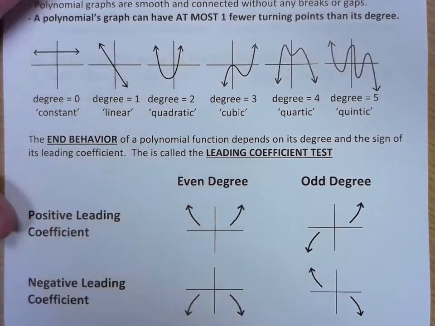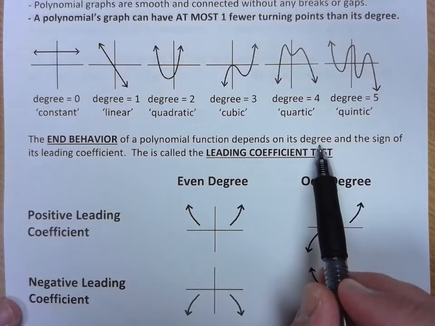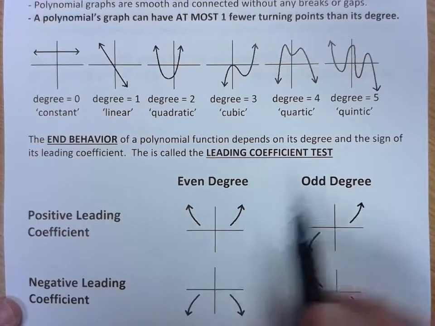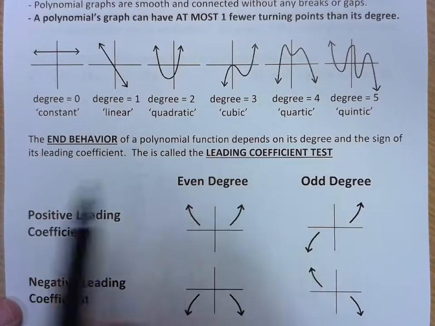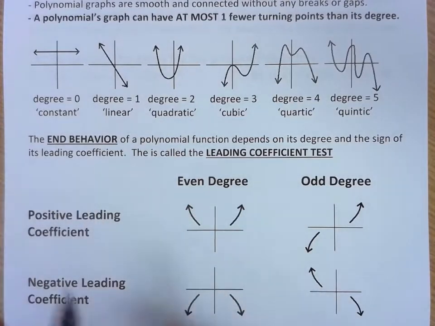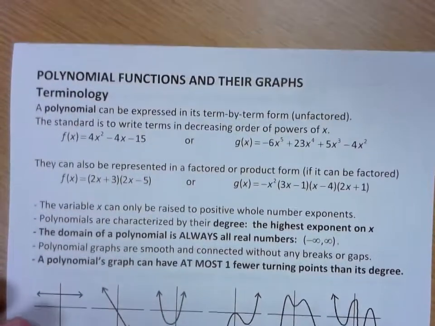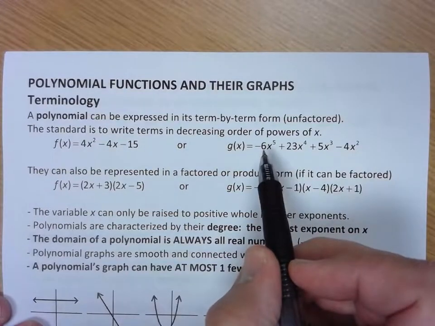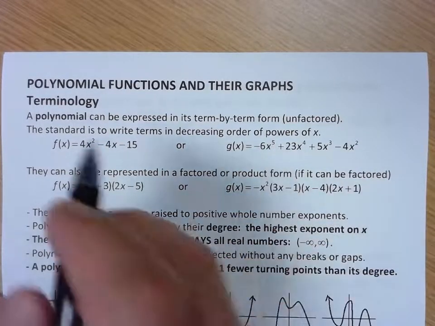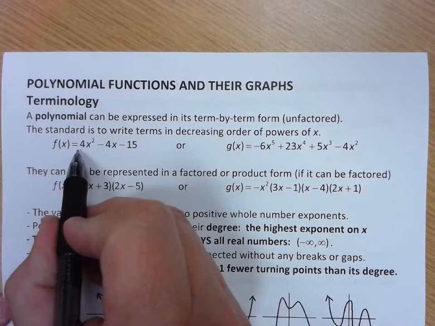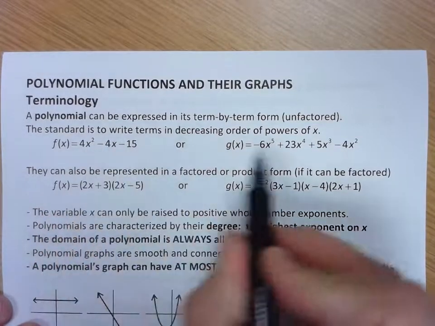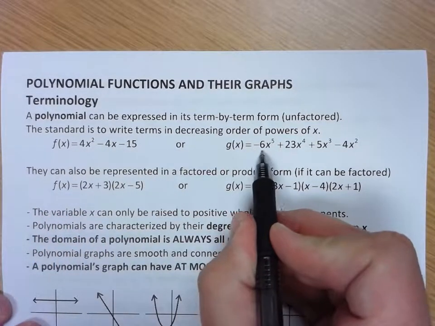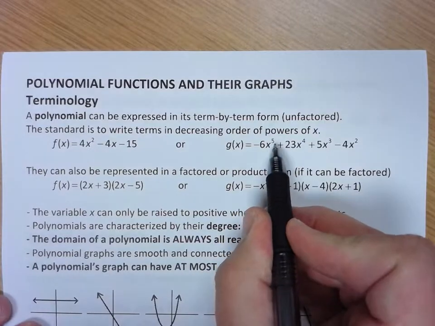The end behavior of a polynomial depends on the degree of the polynomial, so that's the highest power of x, and it depends on the sign of the leading coefficient. The leading coefficient is the value that's paired with the highest power of x. So here this is a leading coefficient of 4 for a degree 2 polynomial. This is a leading coefficient of -6 for a degree 5 polynomial.